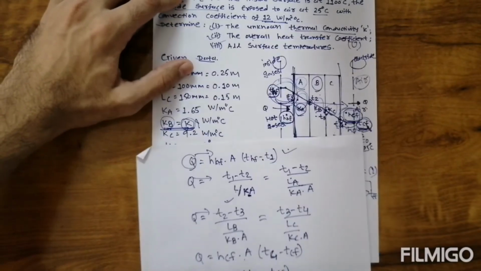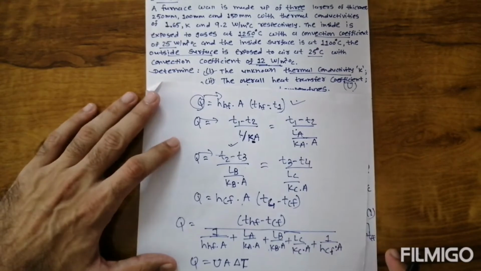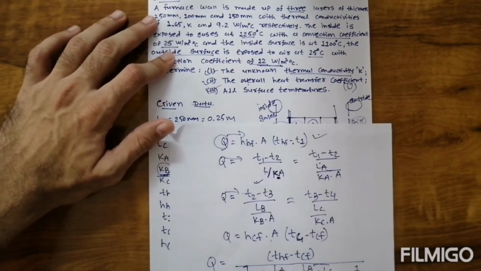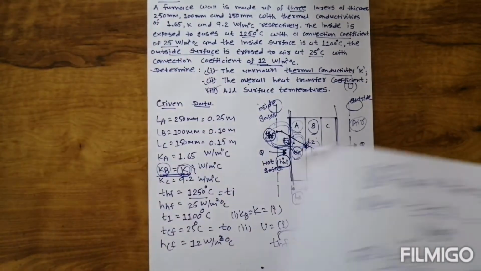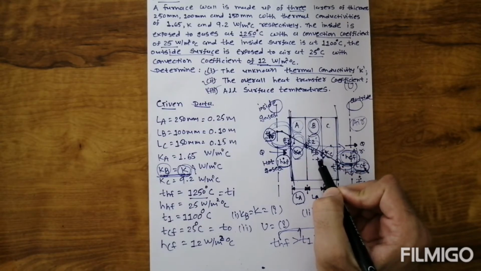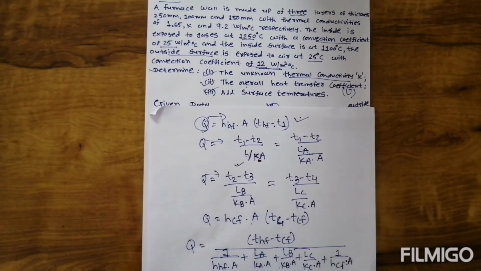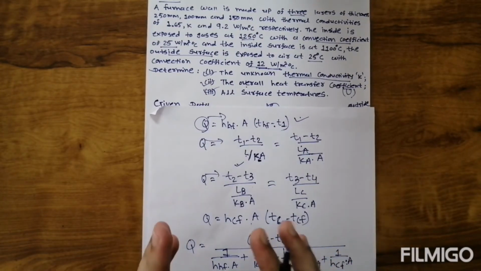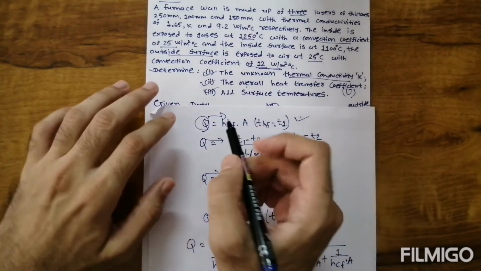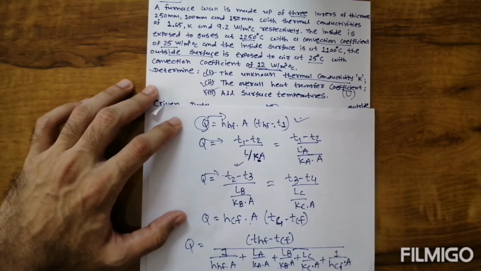Second thing, we determine the unknown thermal conductivity K. So how can we determine the thermal conductivity K? Thermal conductivity K is present in which equation first? It is present in this equation here. So which one equation do we have to use here? First of all we just target the first equation. First of all we are finding out the value of Q.